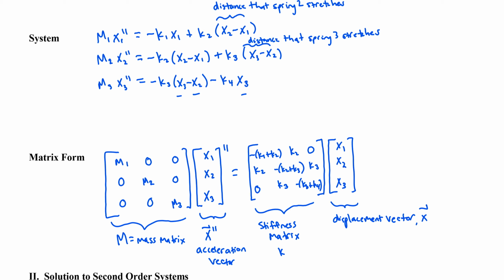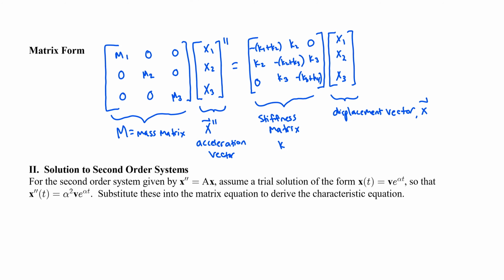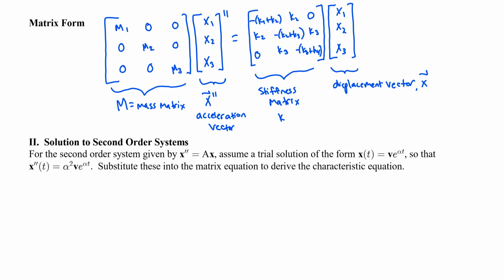Okay, so that is our mass matrix times the acceleration vector equal to stiffness matrix K, those coefficients come from your spring constants, times the displacement vector X. These two systems are identical. One is in equation form, the other is in matrix form. Now, writing it in matrix form makes it convenient to find the general solution to this system.